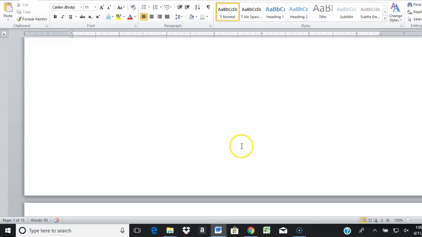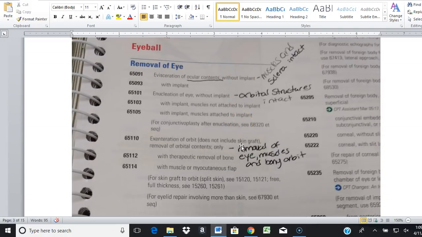So we're just going to scroll down here. Okay, so this starts on page 423. So let's talk about the differences between these 3 big codes. So we have evisceration, enucleation, exenteration. Now, basically, as we go up numerically, we go up in complexity and how much we're removing from the body.